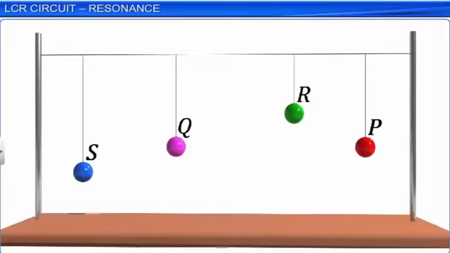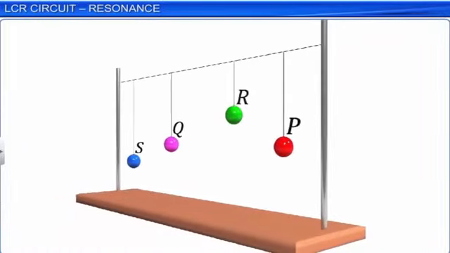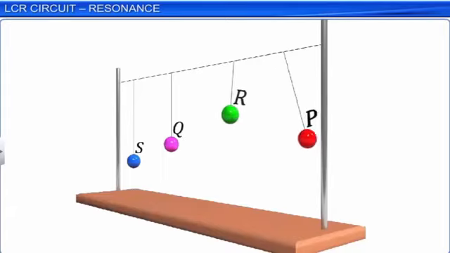Consider four pendulums P, Q, R, and S suspended from a rigid support as shown. The lengths of the pendulums P and Q are equal. The lengths of the other two pendulums R and S are different from that of P and Q. Initially, all the pendulums are at rest and hence do not oscillate. When the pendulum P is made to oscillate, after a certain period of time, all the other three pendulums oscillate as well.